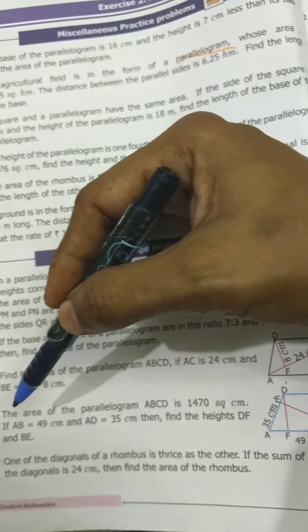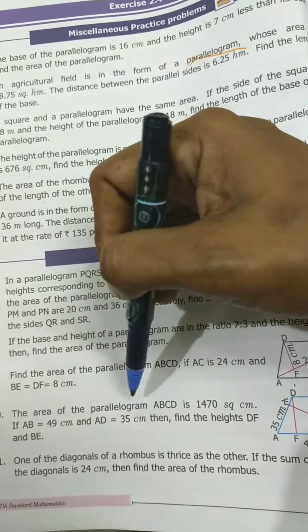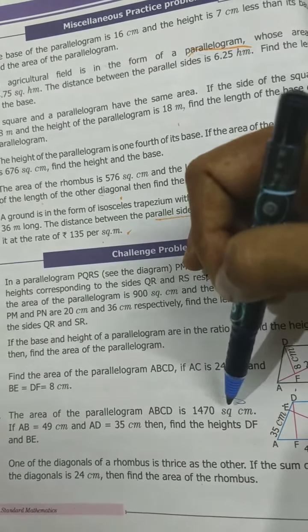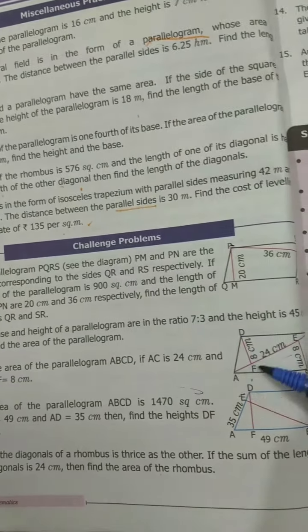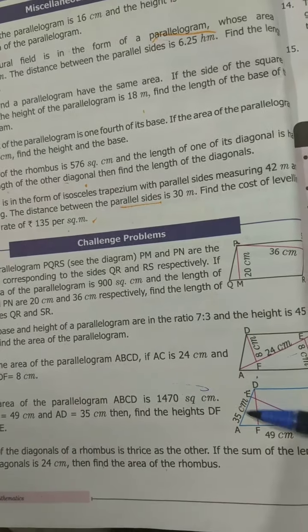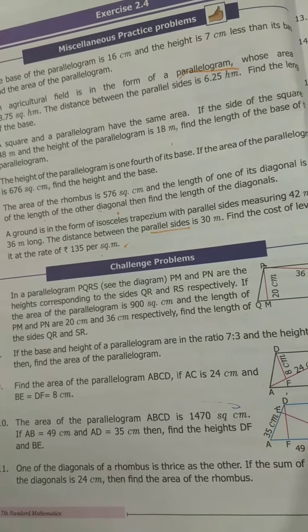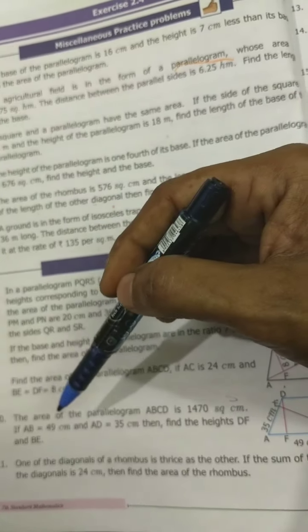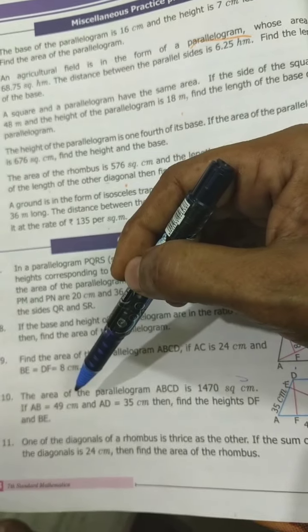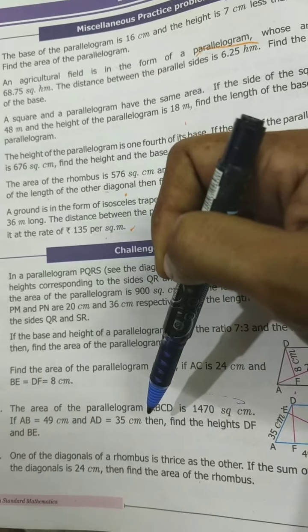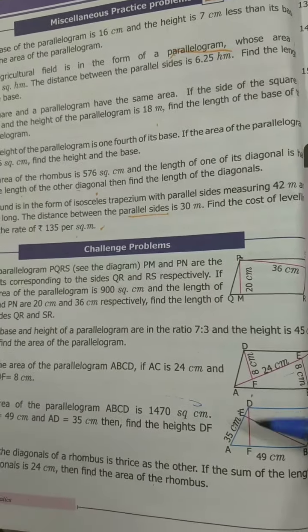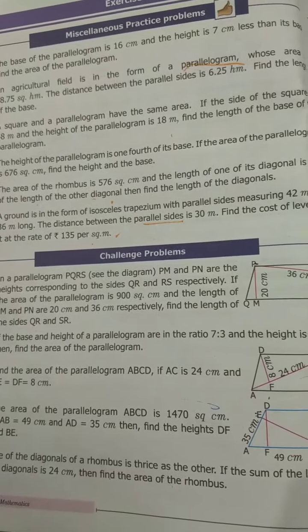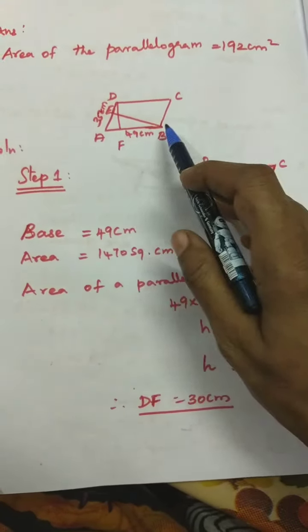Now, you shall read the problem. The area of the parallelogram ABCD is 1470 square centimeter. If AB is equal to 49 centimeter and AD is equal to 35 centimeter, then find the height of DF and BE. You have to find both heights. I have drawn the diagram.